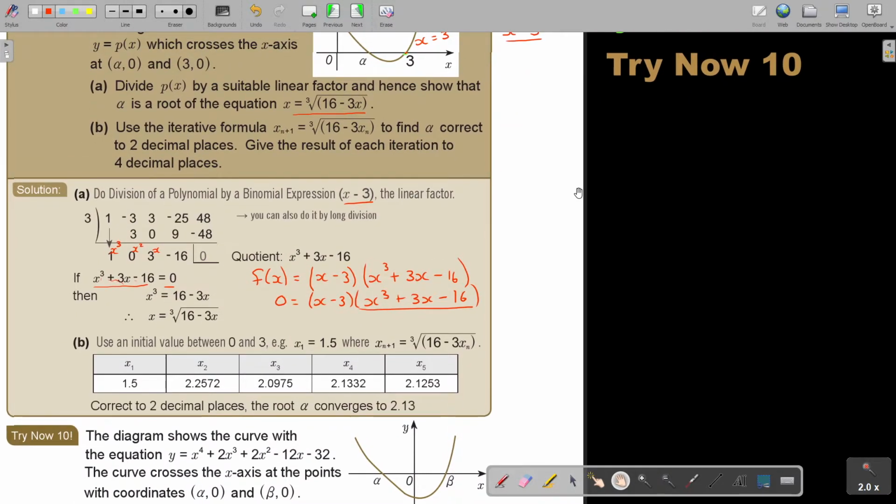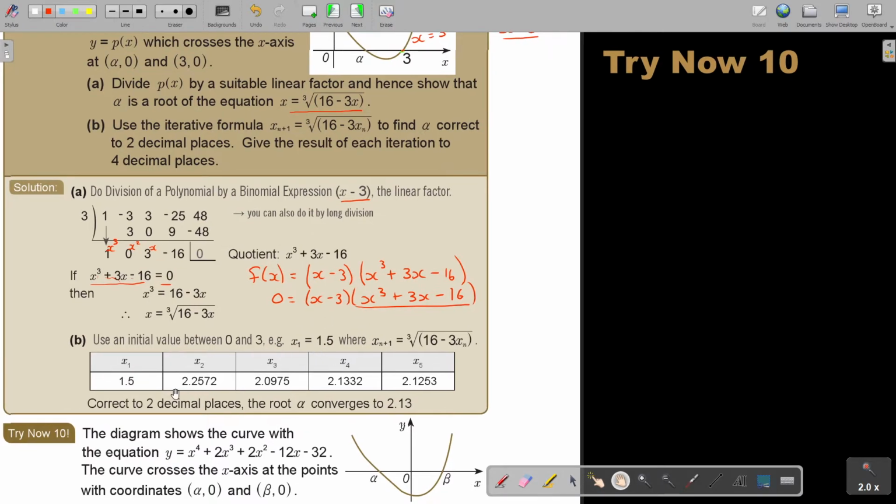And now they say, use the iterative formula to find this root correct to 2 decimal places. Give the results of each iteration to 4 decimal places. Remember, they didn't tell you the starting point. If they don't tell you the starting point, just take a value more or less in this region. You can see there is 3, or you can even take 1. It doesn't matter, and I will show you in the example that it really has no such influence where you take the value. In this case, I was choosing 1.5, but you can also try it with 1.